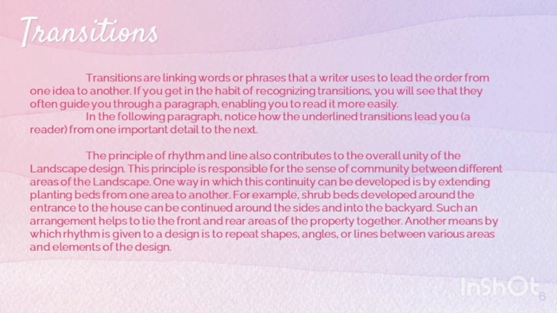For example, shrub beds developed around the entrance to the house can be continued around the side and into the backyard. Such an arrangement helps to tie the front and rear areas of the property together. Another means by which rhythm is given to a design is to repeat shapes, angles, or lines between various areas and elements of the design.